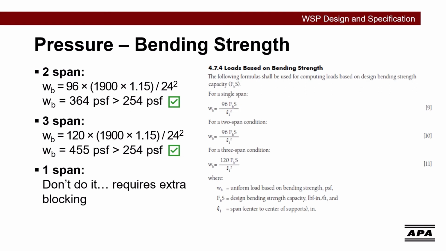For bending strength, the L sub 1 span value is simply the center-to-center spacing of supports. After inputting our adjusted design bending strength capacity and sheathing span into the equations for both a 2 and 3 span condition, we find a minimum uniform load of 364 pounds per square foot, which is greater than the applied 254 pound per square foot loading. Therefore, our chosen panel is adequate in bending strength.